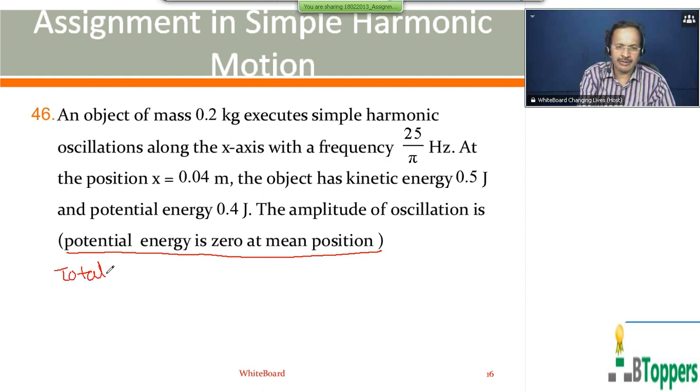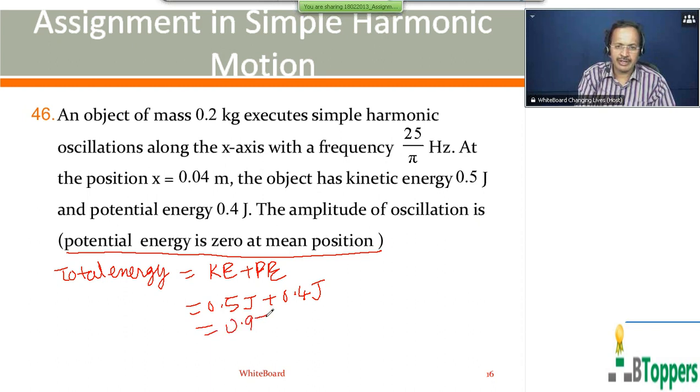So total energy of oscillation at the given position is equal to kinetic energy at the given position plus potential energy at the given position. Kinetic energy is 0.5 joules. Potential energy is 0.4 joules. But total energy will be the same in all positions. So total energy at any position can be taken as 0.9 joules. Angular frequency omega we can write as 2 pi times frequency of oscillations. Frequency of oscillation is 25 by pi hertz. So the angular frequency will be 50 per second.